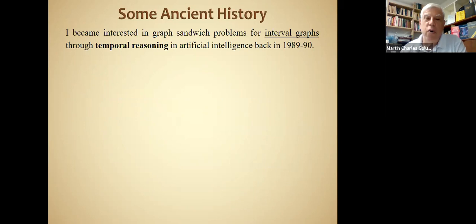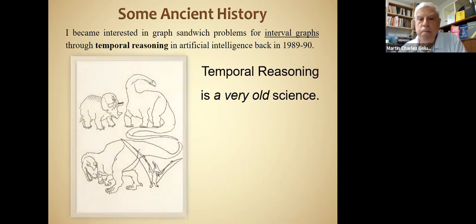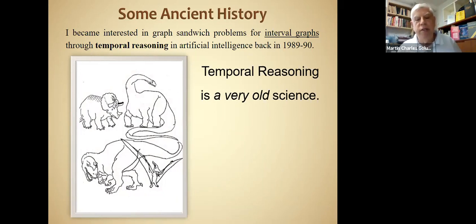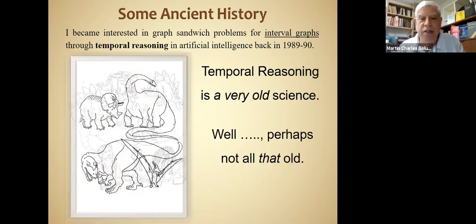Now, I'll tell you a little story about how I got interested in graph sandwich problems. It was through my work on temporal reasoning in artificial intelligence back in 1989-90. Intervals, of course, time intervals interact with each other, and people in AI are interested in working with temporal events. Some of you have heard me give a talk on temporal reasoning and interval graphs will notice this slide and how temporal reasoning is a very old science.